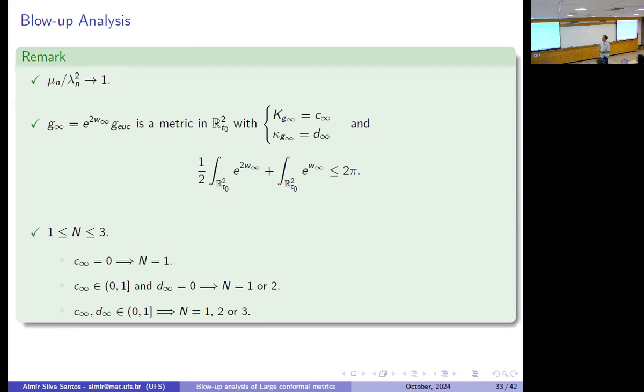If C infinity is equal to 0, then you have only one blow-up point. You always have to have at least one blow-up point. But if C infinity is bigger than 0 and less than or equal to 1, and D infinity is equal to 0, then you can have 1 or 2. And otherwise you can have 1, 2, or 3 blow-up points. This is obtained by the estimate on the volume here, compared with the whole volume of the manifold. How many times?